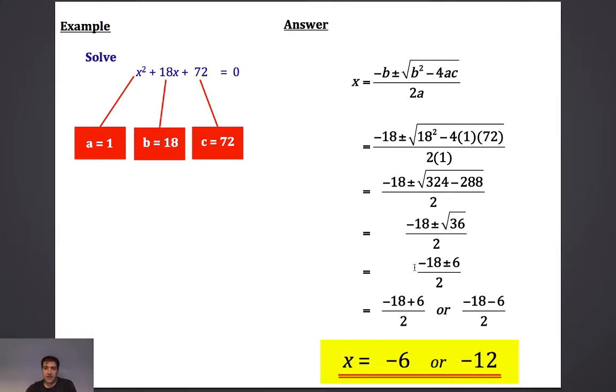So we get x is minus 18 plus or minus 6, all divided by 2. And then I've broken that down into the two possibilities. So x is minus 18 plus 6 divided by 2, or minus 18 minus 6 divided by 2. So two different answers for the bit that says plus or minus. And then if you carry on with that, you get minus 6 or 12. So the solution to that is x is minus 6 or 12.